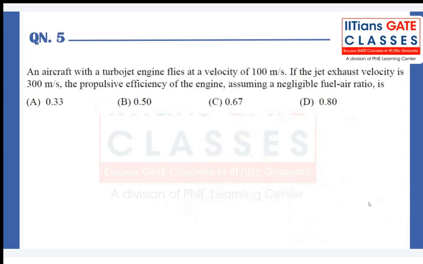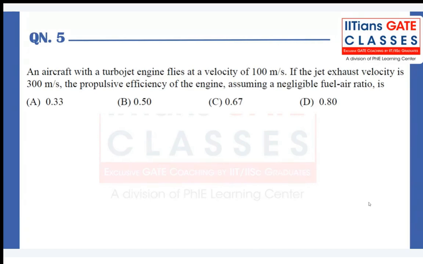Okay, jump to the next question. An aircraft with a turbojet engine flies at a velocity of 100 meter per second. If the jet exhaust velocity is 300 meter per second, the propulsive efficiency of the engine, assuming a negligible fuel air ratio, is? So again, a very straightforward question. We also discussed this in our class.